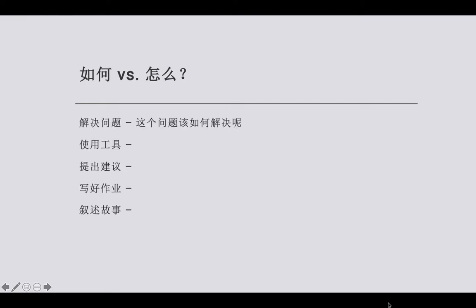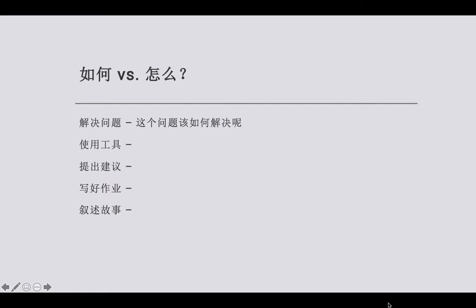For example, 解决问题. 解决 is tackle, 问题 is problem, 解决问题 means tackle a problem, solve a problem. So if you want to ask how to solve this problem, you can simply put firstly the object at the beginning of the sentence, 这个问题, and then should, how this problem should be solved.